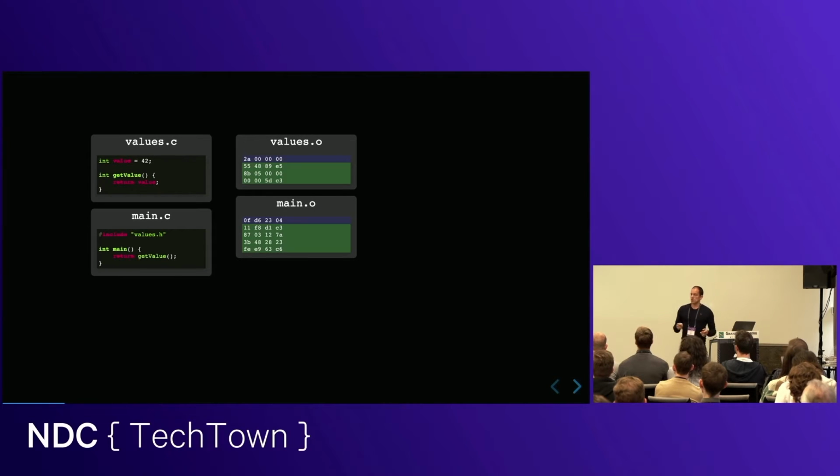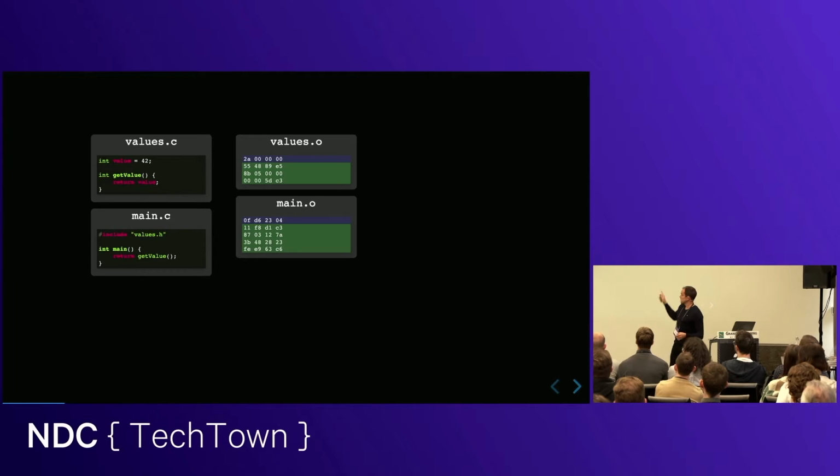So these are going to get compiled into some object files that have some arbitrary bytes in them. So values.c turns into values.o, and there's a really big lag on the projector. That's very challenging, okay? I have to deal with that. Values.c turns into values.o, main.c turns into main.o.